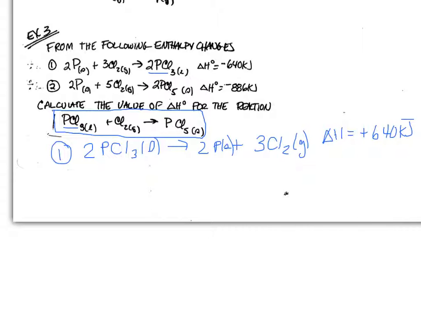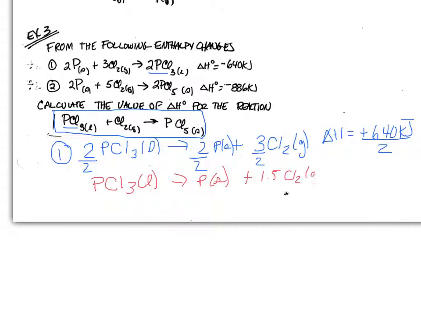kilojoules. The second thing I now notice is with my PCl3, I have it now on the left, but I have too many. So I'm going to go ahead and halve everything in this equation, including the delta H, and my new equation is just going to be PCl3 yields phosphorus plus 3/2 chlorine, or if it helps, you can write it as a decimal, 1.5 chlorines. And delta H is now a positive 320.